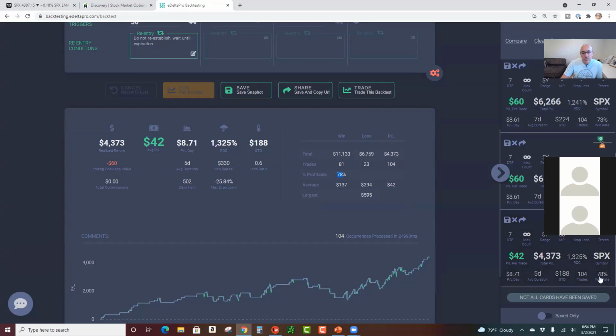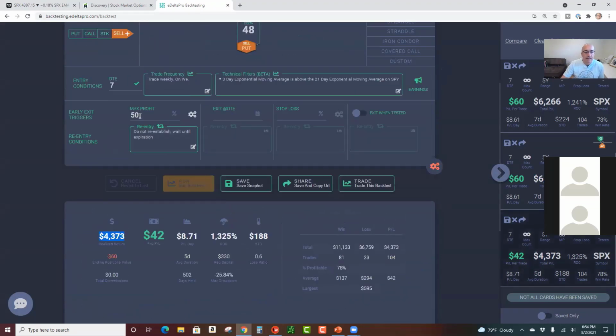So if that makes you feel good, great. I don't think it's enough for me, because the profit was, to me, significantly less. You're averaging 42 per trade, or $4,300. So that's almost 25, 30% less by taking profits early, at least 50% profits. Let's do 75%.